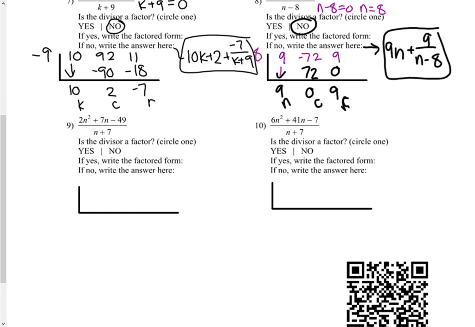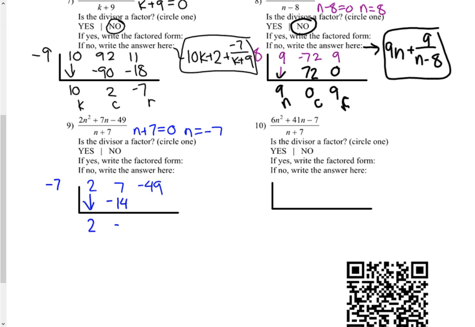Number 9, again, it is in standard form. We aren't missing anything, so we're going to have 2, 7, and -49. Set n plus 7 equal to 0, and n equals -7. Negative 7 goes on the outside.